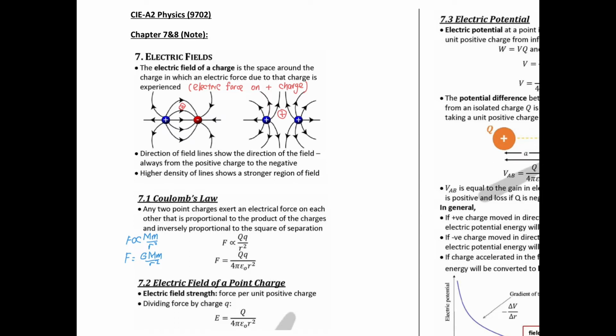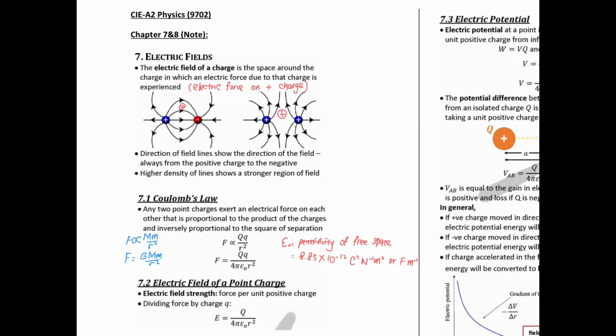Okay, so epsilon naught, let's discuss this. Epsilon naught is known as the permittivity of free space. The value is 8.85 multiplied by 10 to the power of negative 12. This is the unit. The unit can be farad per meter.